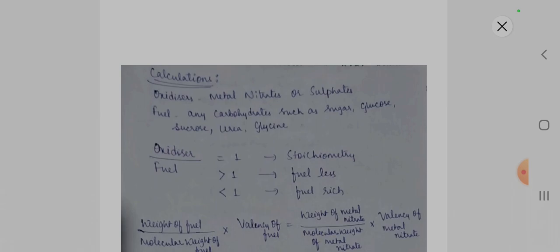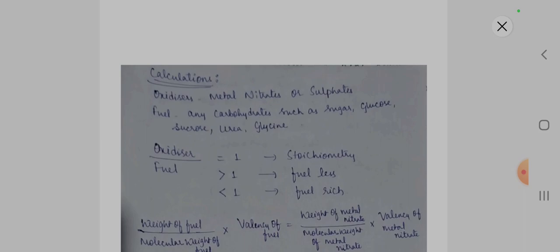Before we proceed with the experimental part, first we should know what quantity of chemicals should be used. For that we need to know about the calculation part. And before we proceed to the calculation part, we should know what the oxidizer to fuel ratio is.